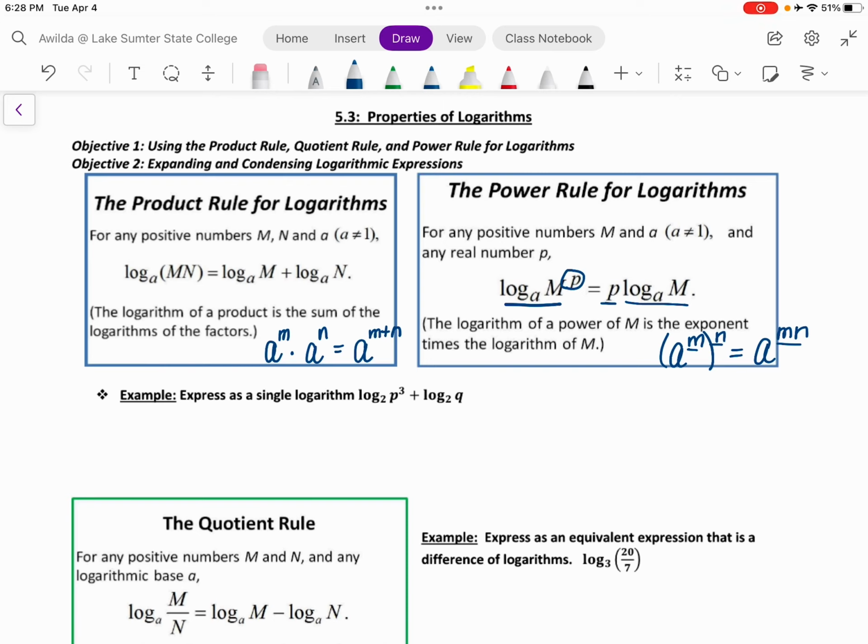Let's use these rules for the following example. We're asked to express logarithm base 2 of p cubed plus logarithm base 2 of q as a single logarithm. Well, for this one, we're going to use the product rule for logarithms. In essence, we're going to combine the two arguments. Note that we can only do this if there is a common base for the logarithms, which in this case we do have. They both are logarithms with base 2. So we're going to multiply the arguments, so we'll have p cubed times q.